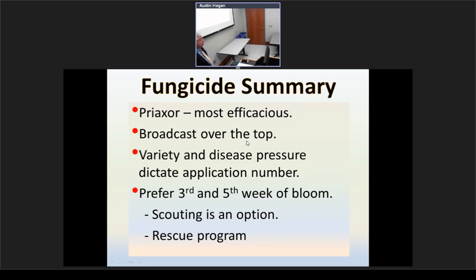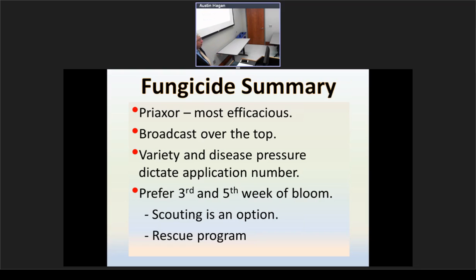So just to summarize the fungicides, Priaxor probably the most efficacious, with Headline bringing up, or pyraclostrobin, coming behind it. We could just broadcast over the top. Using the pivot didn't make a difference. Using the drop nozzles didn't make a difference. So that's where we are with placement of the fungicides. Your variety and disease pressure are going to dictate the number of applications. And as I said, you go into South Alabama, even on some of our tolerant varieties, you may be looking at a two-spray program, whereas you get out of that area, maybe we're only looking at one.